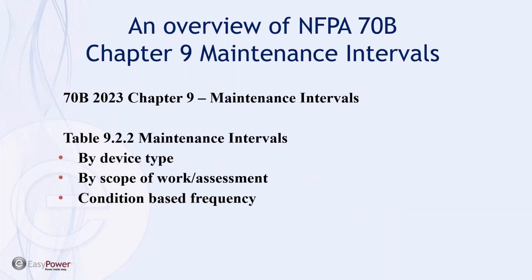Chapter 9 is a fundamental piece of the 70B standard because it will really give facility managers and maintenance managers the means to develop the program of their electrical maintenance program. The title is Maintenance Intervals. Along the way, it goes through what I'll call a triage assessment of the condition of the devices. And one of the derivatives that comes out of that then is recommendations for the frequency of tests.